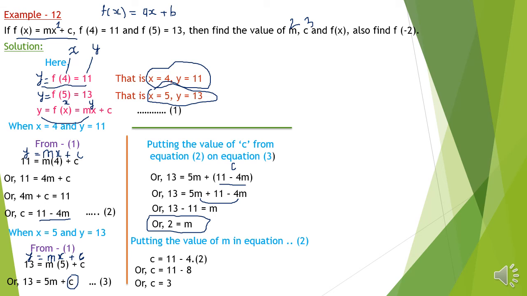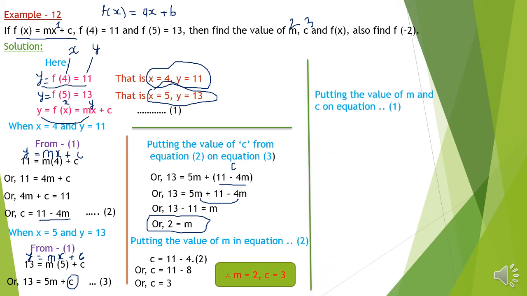Now if we put the value of m and c in equation 1, we will get the function, which is m equal to 2 and c equal to 3. You can just see, putting the value of m and c in equation 1, f(x) is equal to 2x plus 3. 2 is the value of m, and 3 is the value of c.